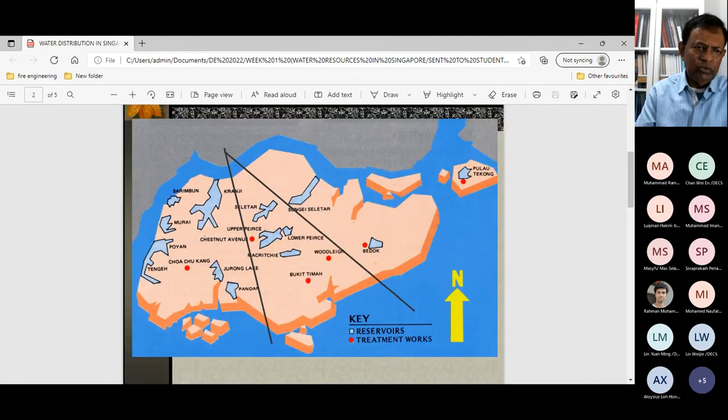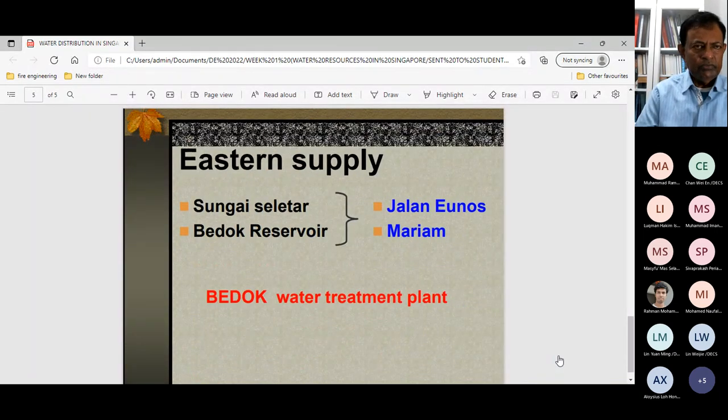You can see that we have altogether five main treatment plants. One at Choa Chu Kang, one at Chestnut Avenue, one at Woodleigh, and another at Bukit Timah. Then we have one major one in the Bedok area, a treatment plant which takes water from Bedok Reservoir, treats it, and supplies the eastern sector, which means the airport and other places. These are basically just to give you an idea of how the distribution system is structured in Singapore.